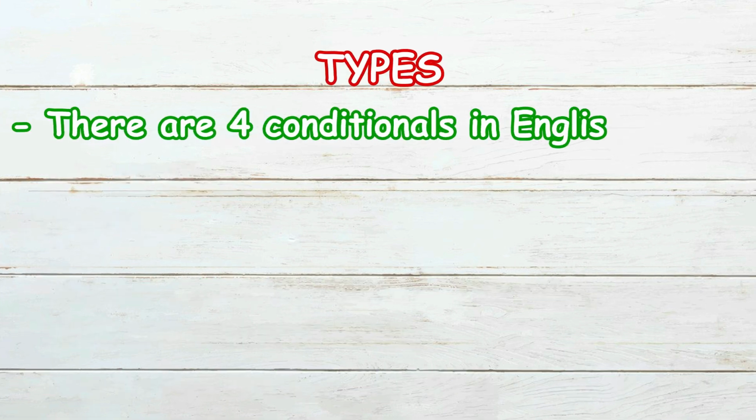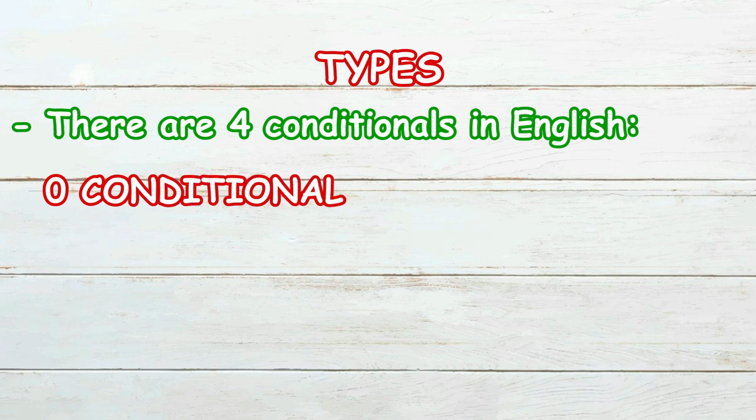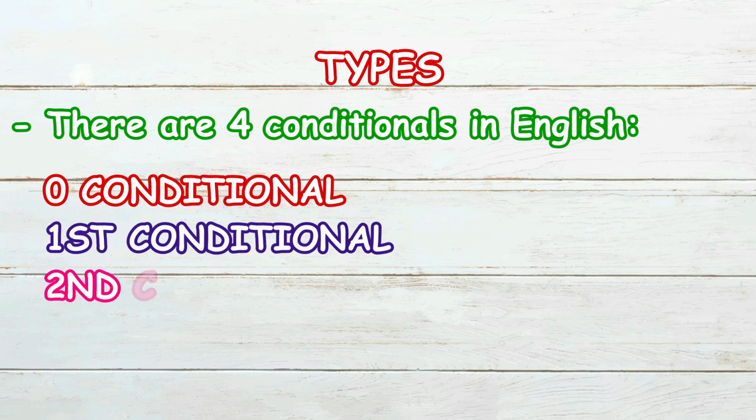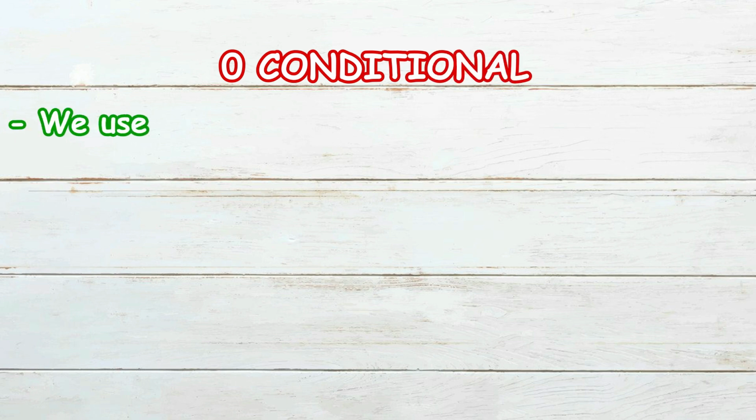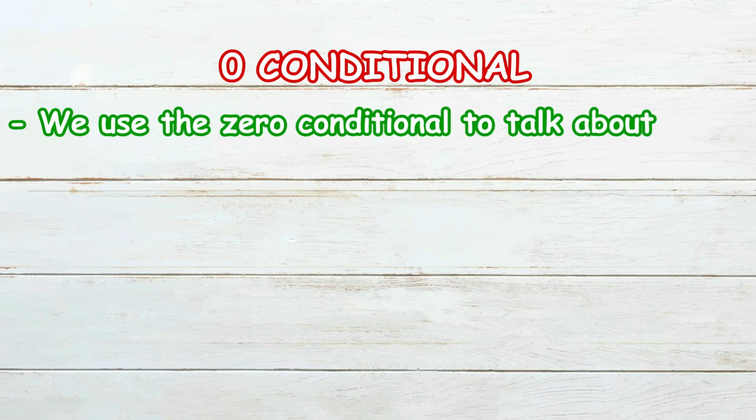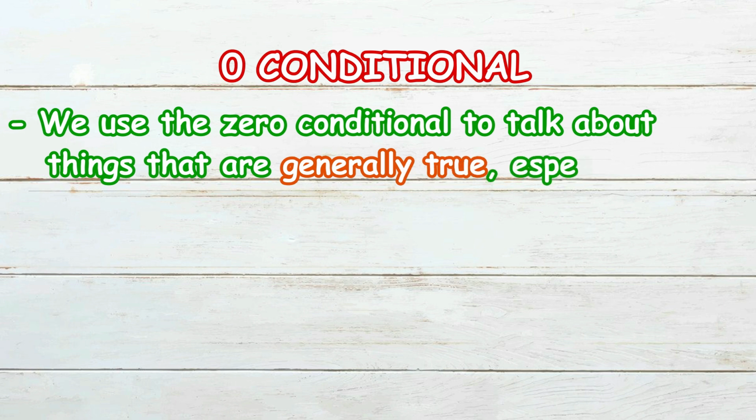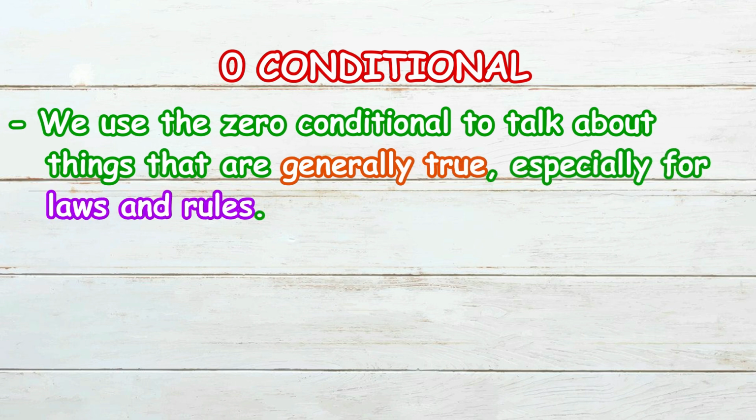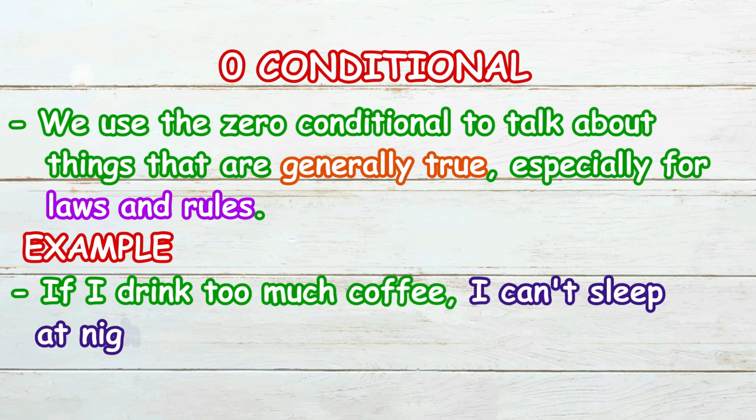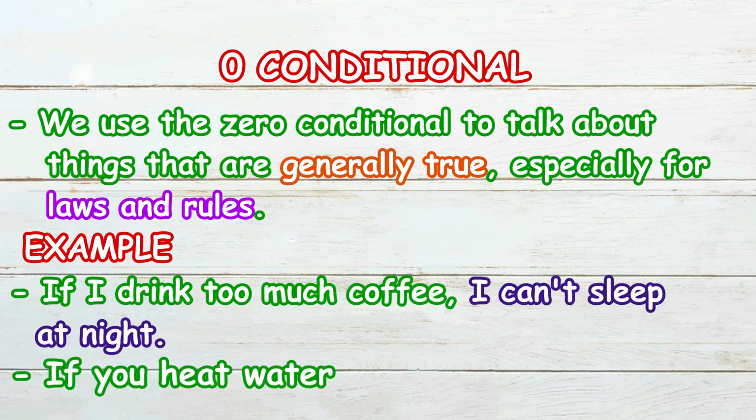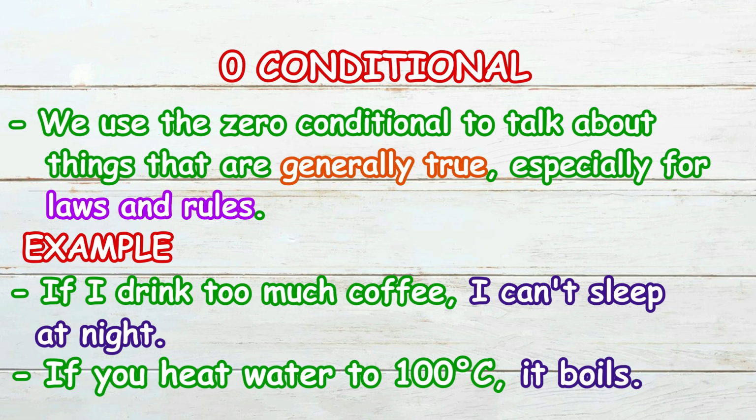Now there are four conditionals in English: zero conditional, first conditional, second conditional, and third conditional. And today we'll learn zero conditional. We use the zero conditional to talk about things that are generally true, especially for laws and rules. For example, if I drink too much coffee, I can't sleep at night. Or if you heat water to 100 Celsius, it boils.